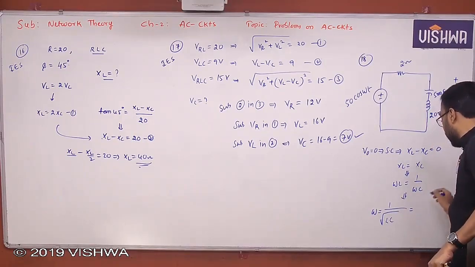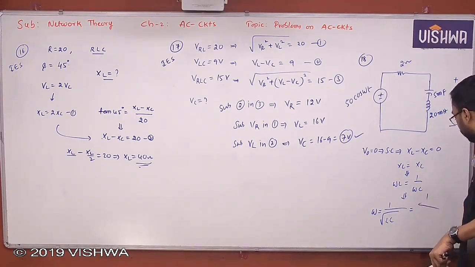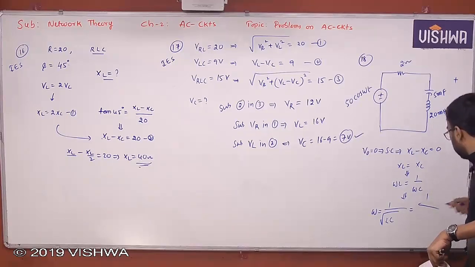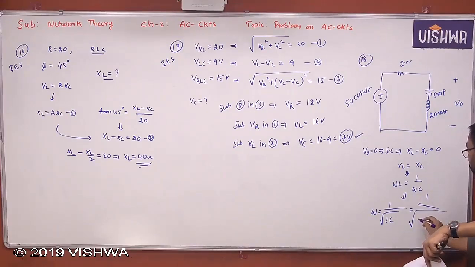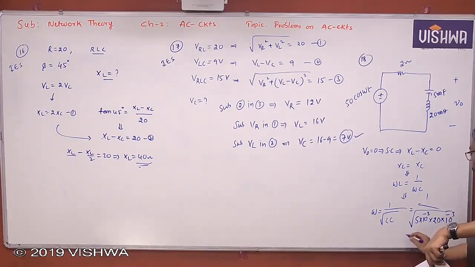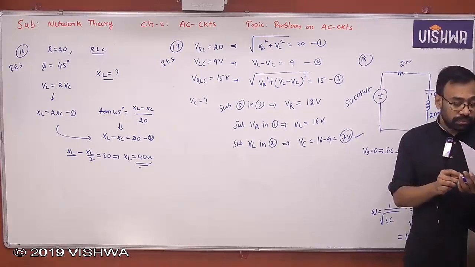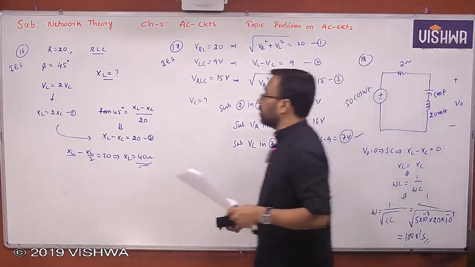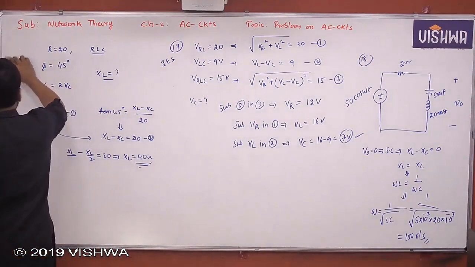If you substitute that in this, root of 5 millifarad and 20 millihenry, that is 5 into 10 power minus 3 into 20 into 10 power minus 3. You will get 100 radian per second. Okay, finish that, all of you. Let's move on to another problem.